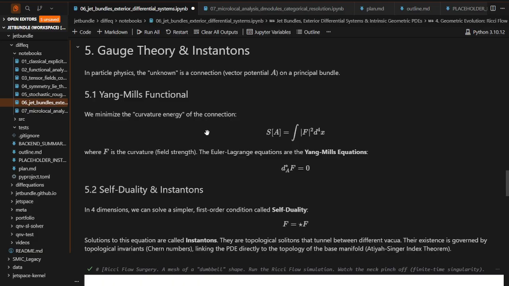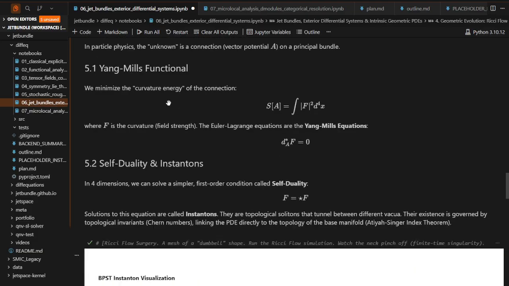But the connection is on a principal bundle. And if you remember from our previous series, the initial conditions, that principal bundle is really important because we're putting a gauge structure or a gauge group on it, and the curvature of that determines all of the electromagnetic and weak forces and strong forces and all that stuff. And the connection is the potential itself. So what we want to do in particle physics is minimize the curvature energy of the connection. That's what the action allows us to do.